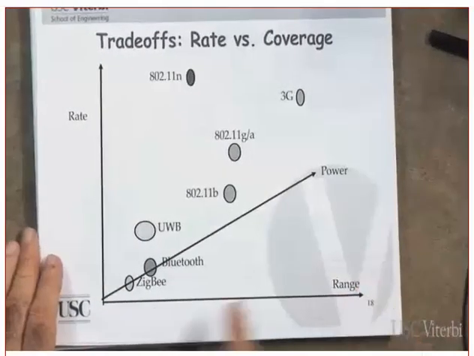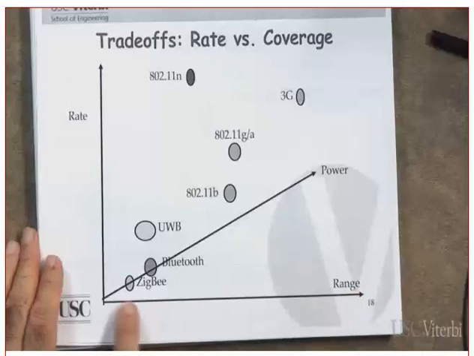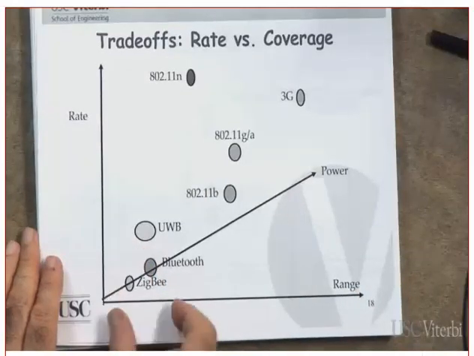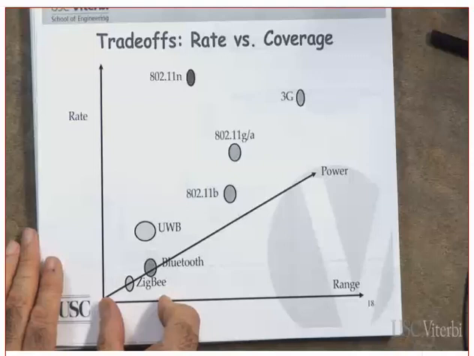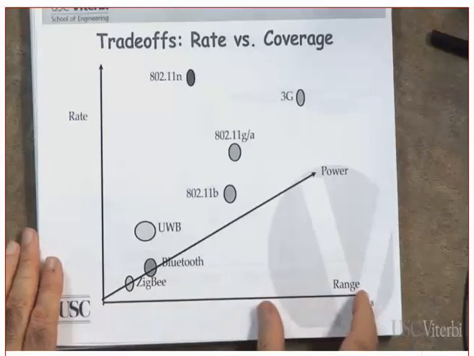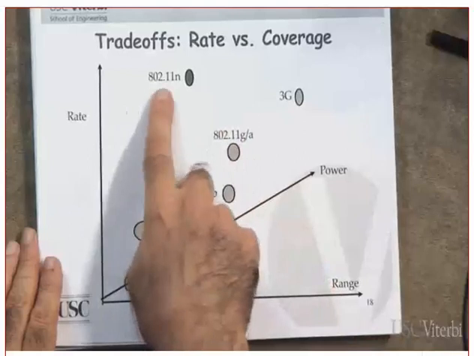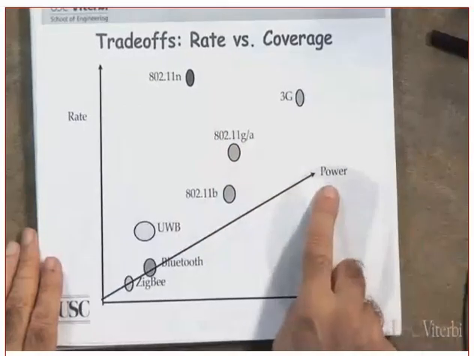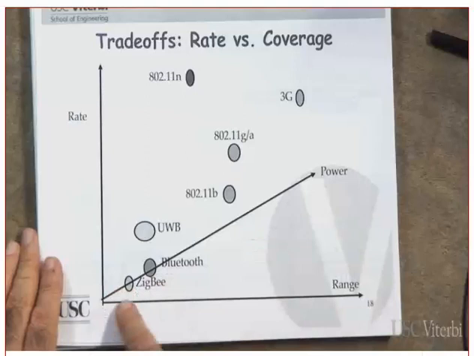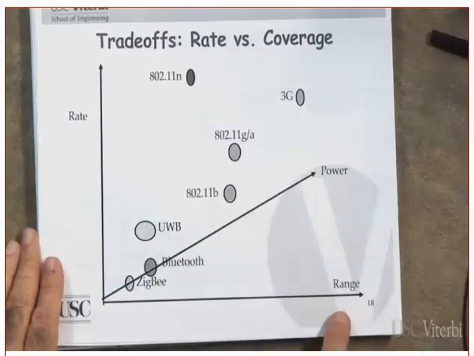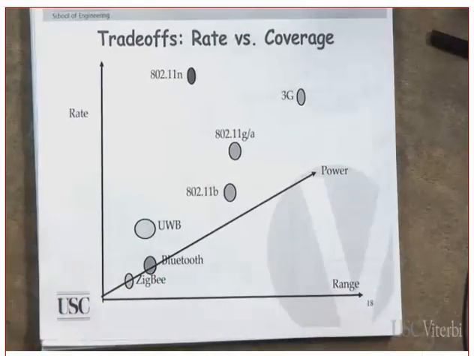This one is rate versus coverage. We already know that. Look at this: Zigbee, Bluetooth, ultra wideband. These have limited range. If you want to cover a wider range, you need to go into 3G, 802.11n, and so on. But what does power mean? As you go this way, you need to increase the power to provide wider coverage. That's the price you pay.